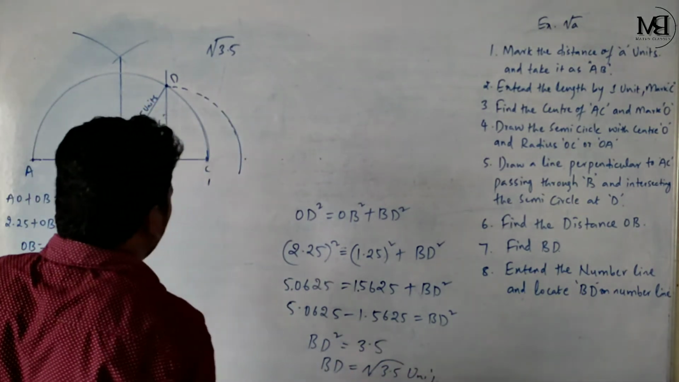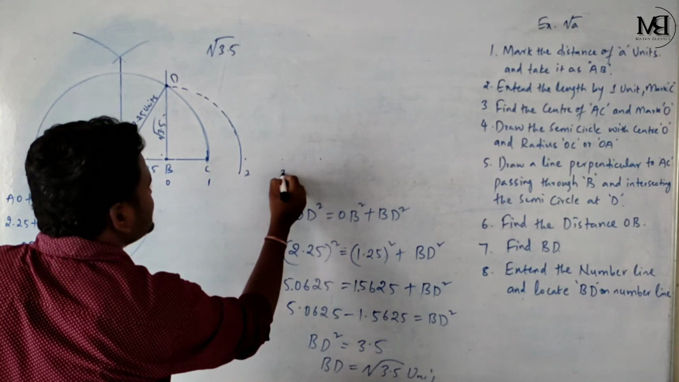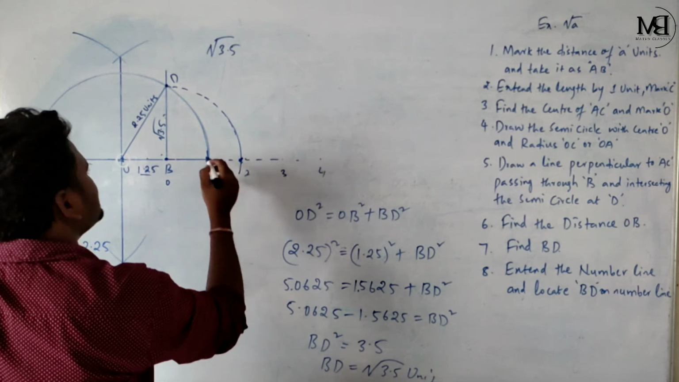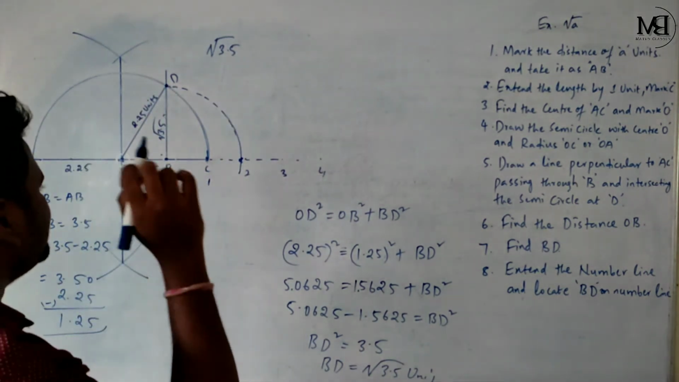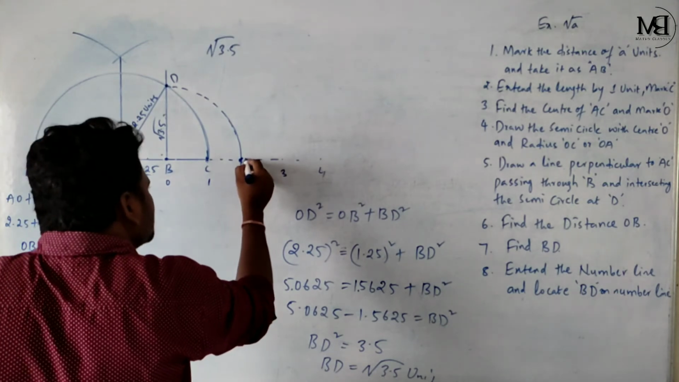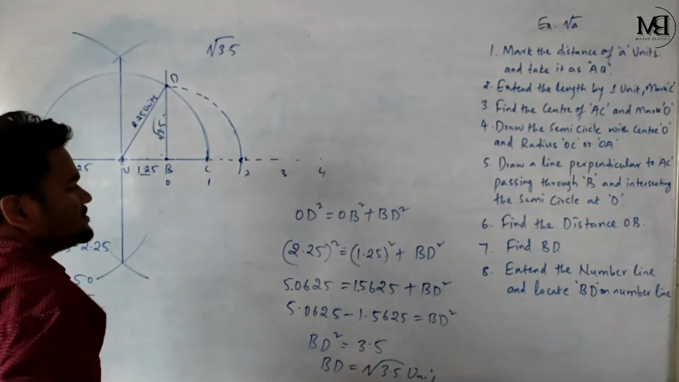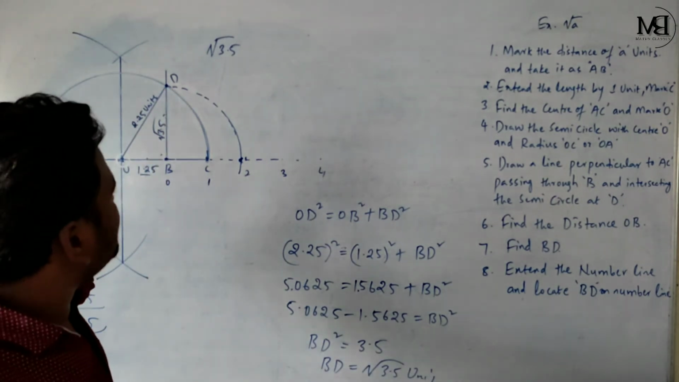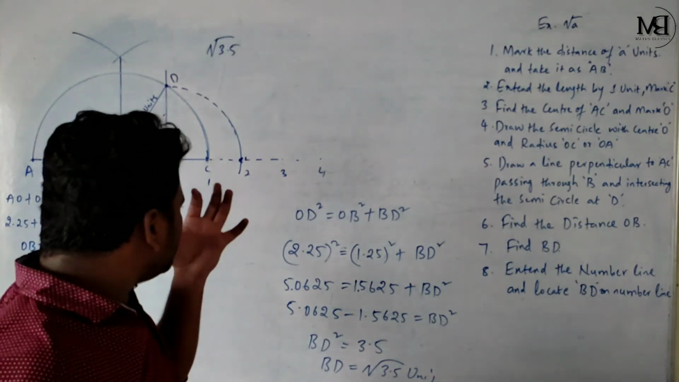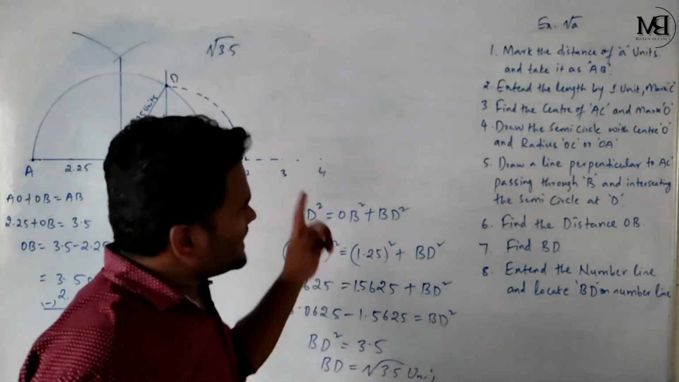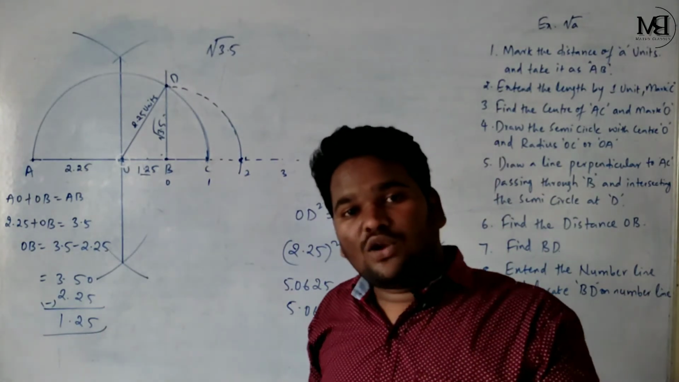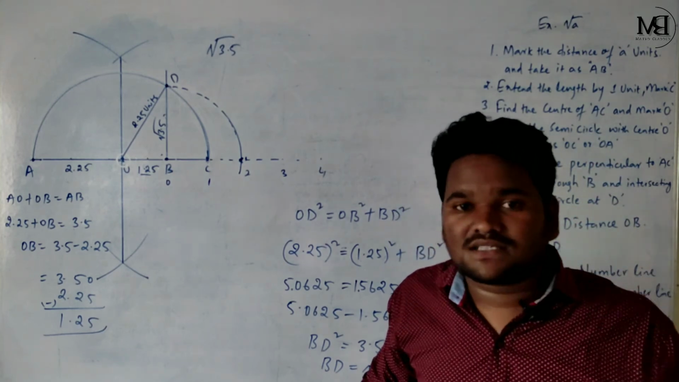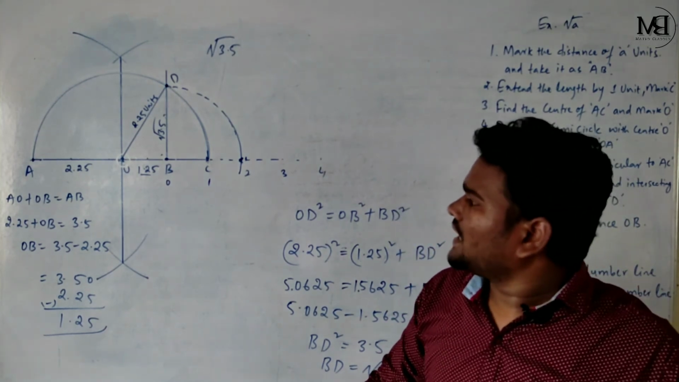Now see children, actually this point is 2, this is 3 and this is 4 if you are extending this. Yes or no? Now it is the location of root 3.5, just a little before 2. This is the way of representing an irrational number on the number line by the geometrical method. By this method, we can locate any irrational number directly without knowing the location of the previous number. Children, hope you all have understood this.